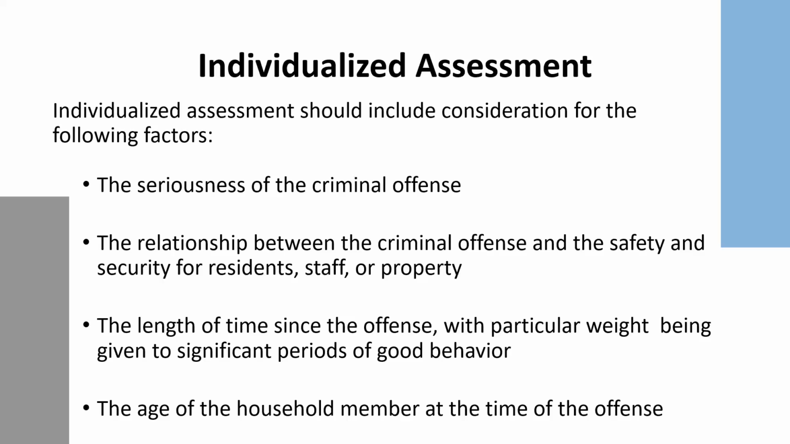If the household member made an irresponsible choice or decision when they were 21, but now they're 35 years old, and they've had no other issues since then, that would be something that would be considered as part of the individualized assessment.